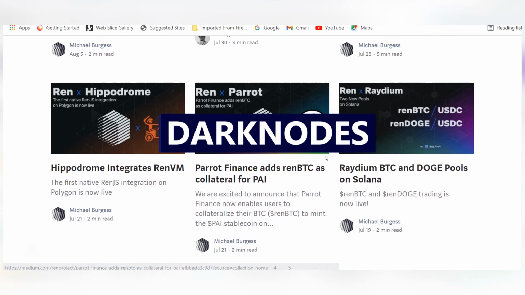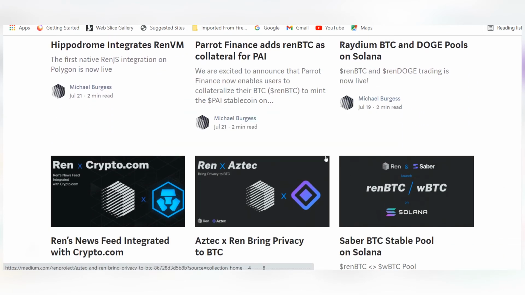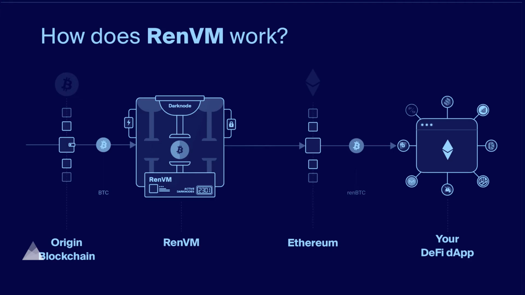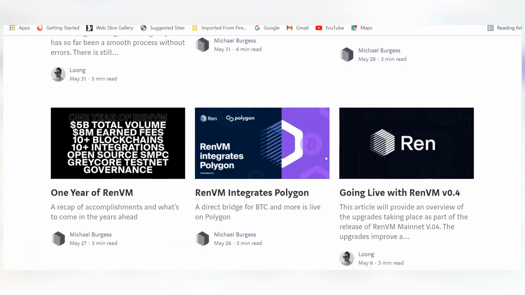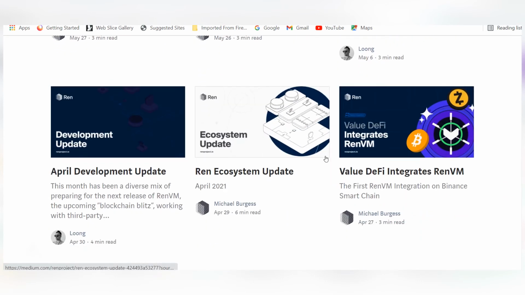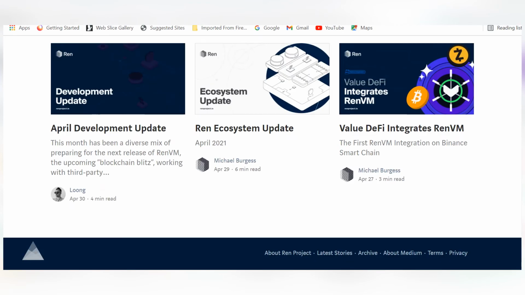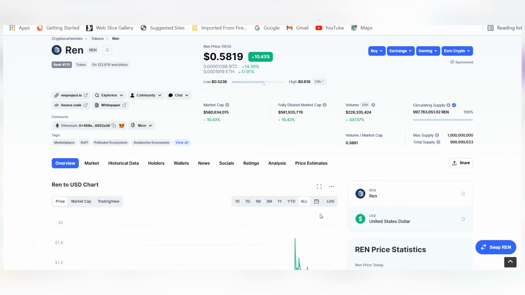Darknodes. The REN virtual machine is maintained by a network of computers called Darknodes. Anyone can run a Darknode, provided they lock up a certain amount of REN tokens in smart contracts. REN Darknodes help power the REN virtual machine by contributing bandwidth, computational power and storage capacity to the network, which together allow users to move crypto assets across blockchains. In exchange for helping maintain the network, Darknode operators earn rewards from the network fees in the form of REN tokens.